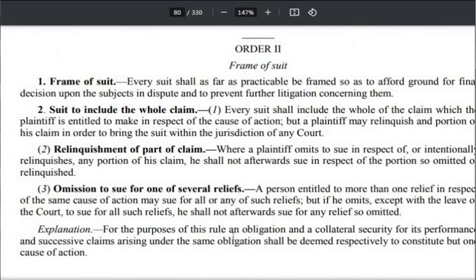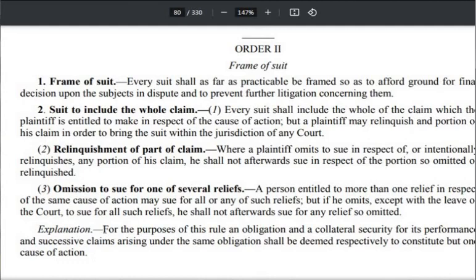For the purpose of this rule, an obligation and a collateral security for its performance and successive claims arising under the same obligation shall be deemed respectively to constitute but one cause of action. अब इसको थोड़ा ब्रेक करके पढ़ रहा हूं मैं। For the purpose of this rule, an obligation and successive claims arising under the same obligation, ये एक पार्ट है। For the purpose of this rule, an obligation and successive claims arising under the same obligation shall be deemed respectively to constitute but one cause of action.